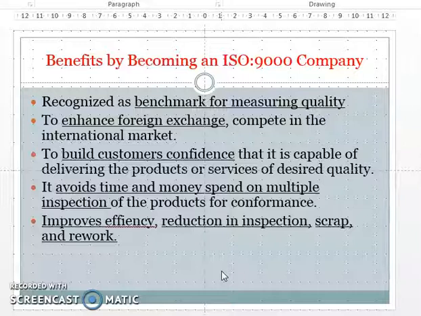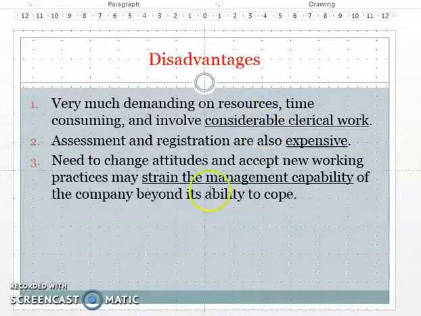inspection, scrap and rework. What are the disadvantages? Very much demanding on resources, time consuming, and involves considerable clerical work. Okay, here you have to do some clerical work, some time is wasted. Then assessment and registration for ISO 9000 is also expensive. And the main important thing is there is a need to change attitude and accept new working practices. For that purpose, there may be strain on the management capability of the company beyond its ability to cope.